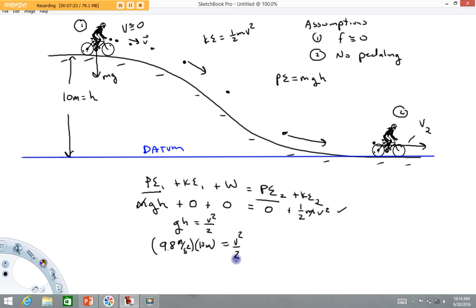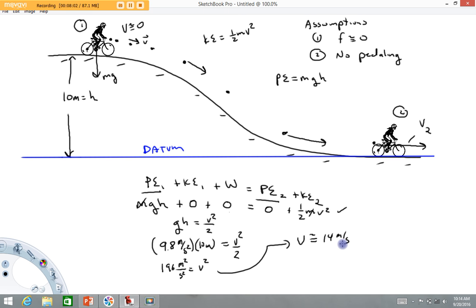Next step here would be to multiply both sides by 2. If we do, we get 196 on this side. For units, meter times meter is meter squared over second squared. That might look a little funny, but it's fine because what we have on the right hand side is v squared. So we solve this by square rooting both sides, and I get about 14 meters per second. I'll just put that over here. So our v, which is v2, is approximately 14 meters per second when this biker gets to the bottom of the hill.